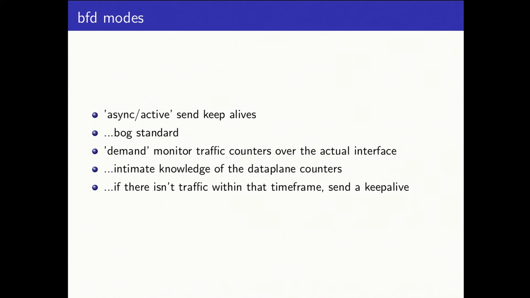The other one is on demand mode, and it is implementation defined, but what most implementations are doing is they're actually monitoring the actual packet counters on that interface. And so as long as it's receiving packets from its neighbor, then it just keeps resetting the timer. If it hasn't received a packet from the neighbor, then it manually sends out the hello packet, which, when you are running at extremely high data rates, or if you have a huge amount of neighbors configured on your system, can be very beneficial because it lowers the amount of traffic that you have to actually generate and send out.